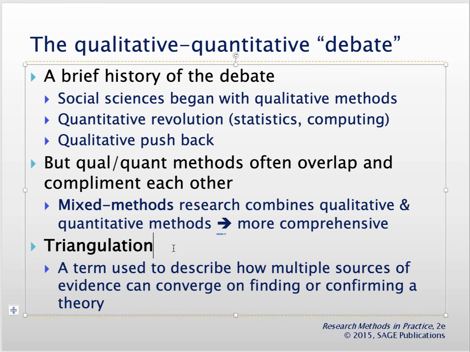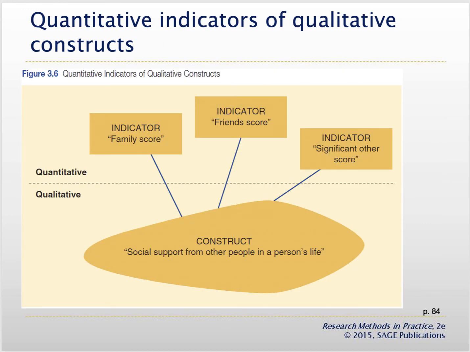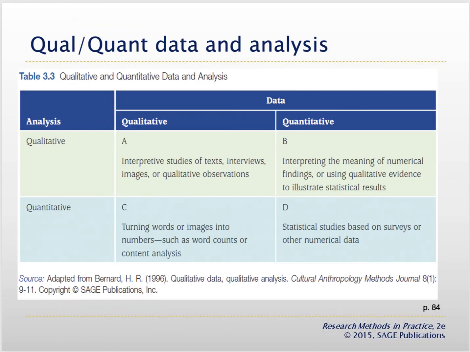Triangulation is a term you commonly hear that is often applied to mixed methods, but it's greater than that. It's how just getting multiple sources of evidence can converge on finding or confirming a theory. Also, qualitative and quantitative data and analysis are less different than people think. So one way to think of it is the way I've been formulating it now, which is in terms of the data.